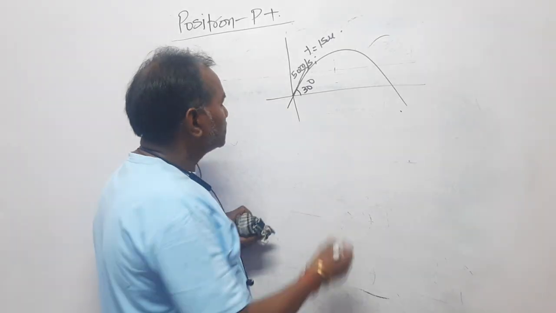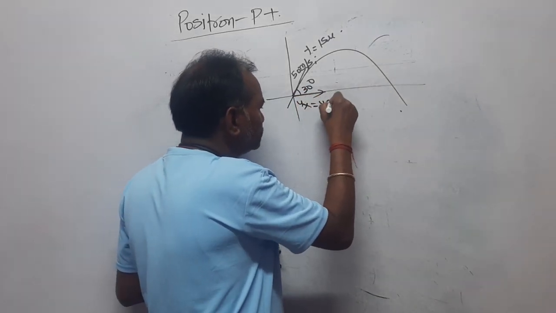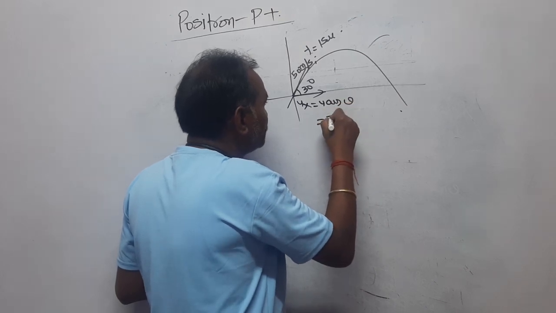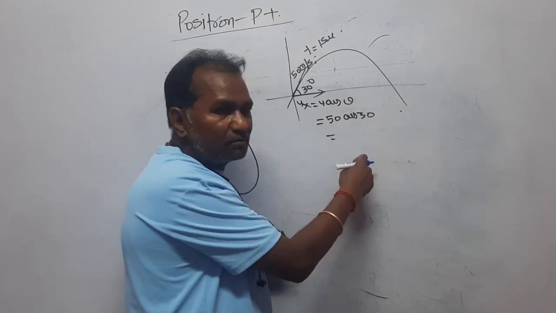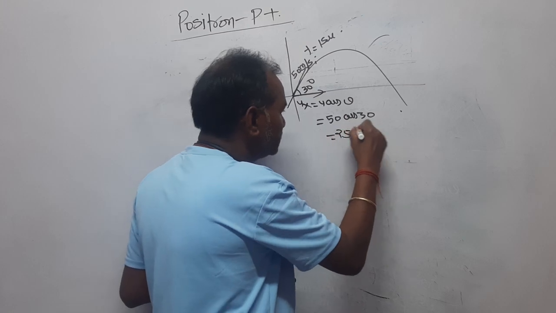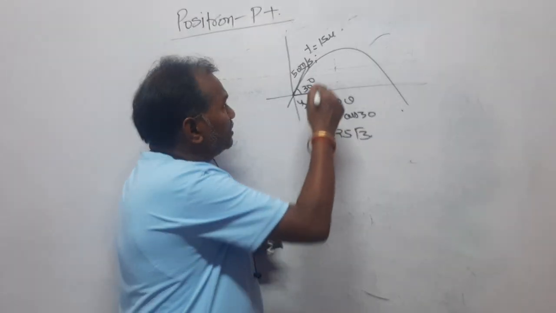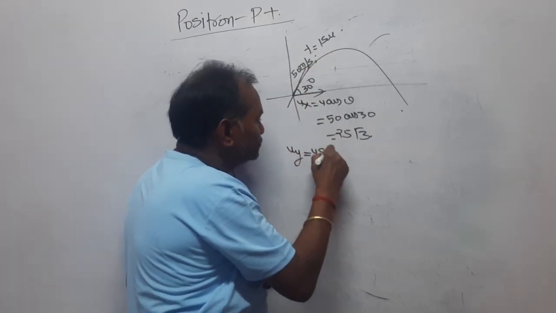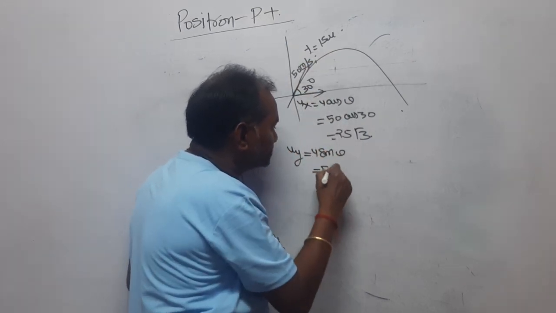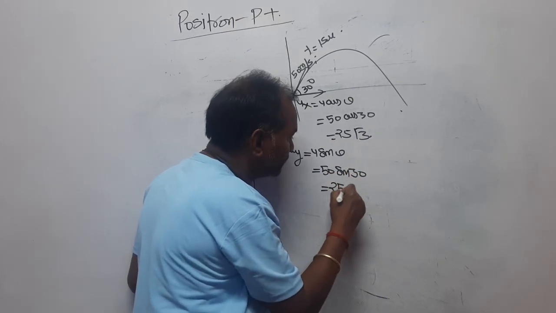Dear student, the initial horizontal velocity ux equals u cos theta, that is 50 cos 30, and cos 30 is root 3 by 2, that is 25 root 3. This is ux. Now the initial vertical velocity uy is equal to u sine theta, that is 50 sine 30. Sine 30 is 1 by 2, that is 25 meter per second.